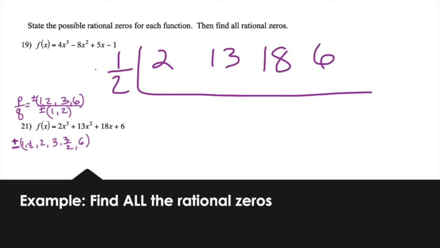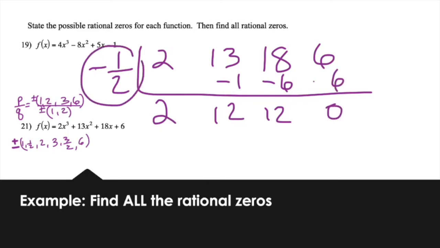Remember, we're trying to get a 0 as a remainder. You just got to keep trying until you get it. We're going to bring down a 2. We take half of 2, which is 1, but do the negative. It's going to be 12. When we add, half of 12 is 6, but we have to do a negative. We get a 12. Half of 12 is 6. Voila, we got it with a negative 6, which is 0. So here is our rational zero: x equals negative 1/2.